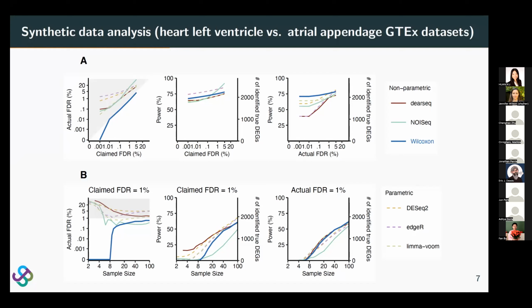Finally, we want to investigate how sample size would influence the performance of different methods. We fix the target FDR equal to 1% and change the sample size of the synthetic datasets ranging from 2 to 100. You can still see that Wilcoxon is the only method which can control the FDR under target for all the circumstances.